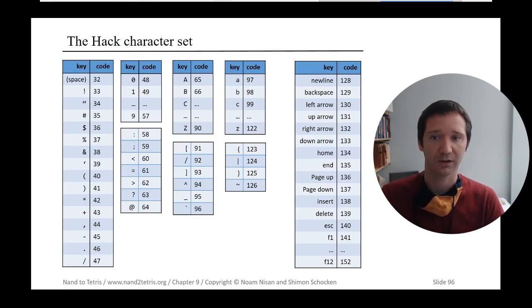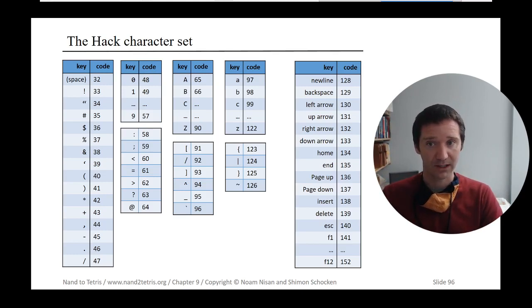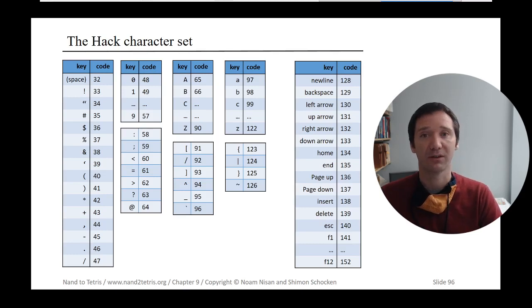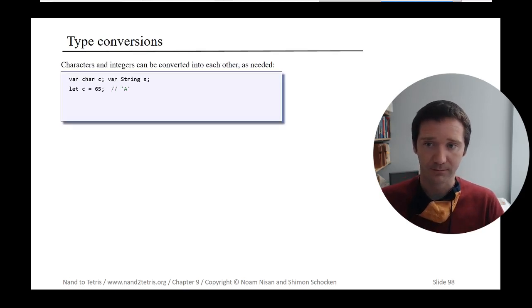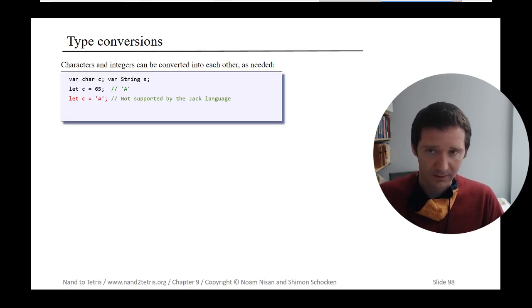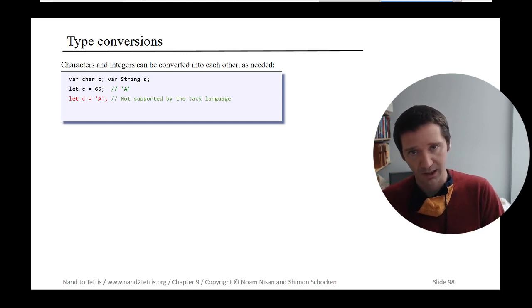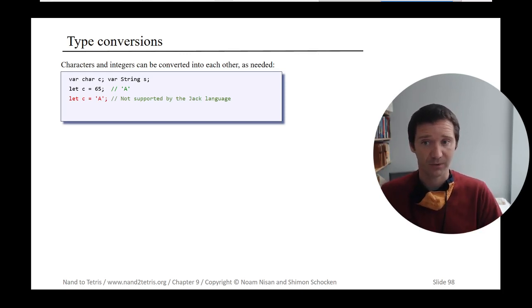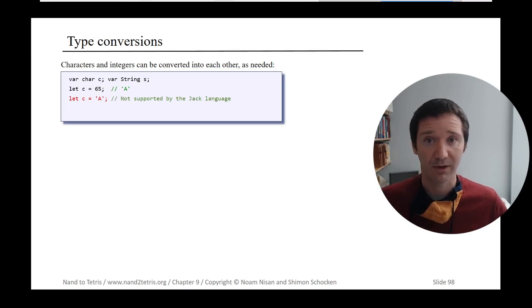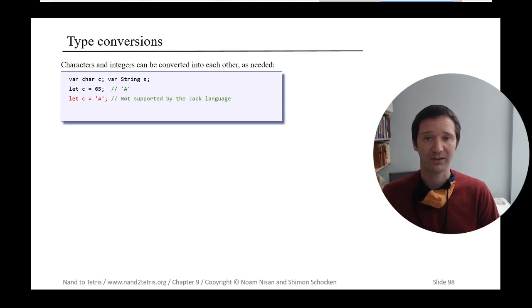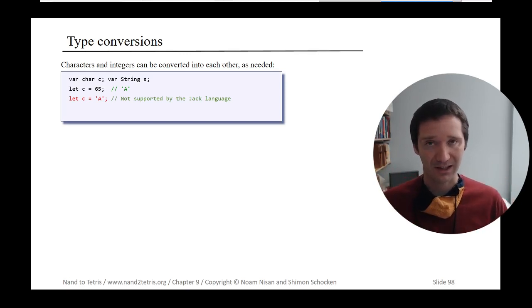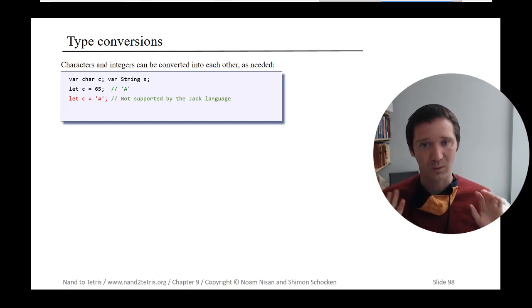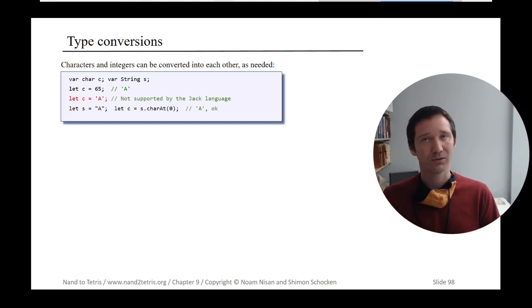This is the Hack character set, and it has all the integers that we will need to represent the various encodings. So for instance, space is the integer 32. This is where I was talking about characters being kind of weird. So let's say we have a character c and a string. String is a data type provided by the system. We can easily assign the letter capital A to c by saying let c equal 65. No problem. But if we say let c equal the literal constant A, it will not work. That's not supported.